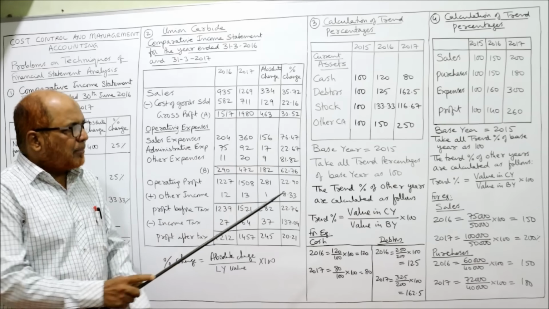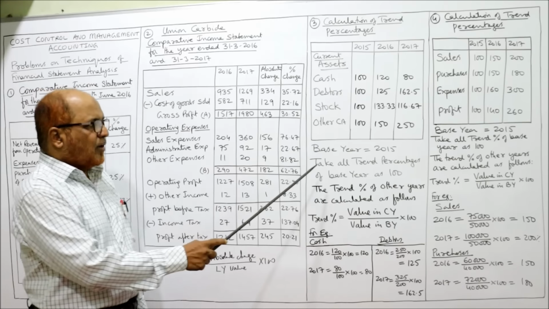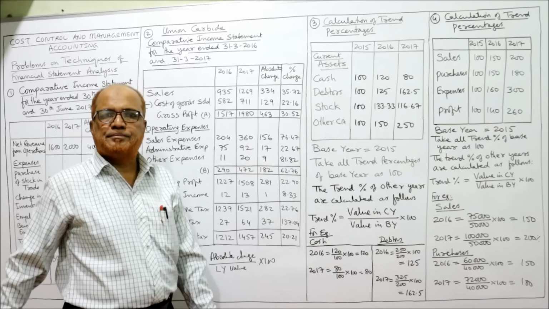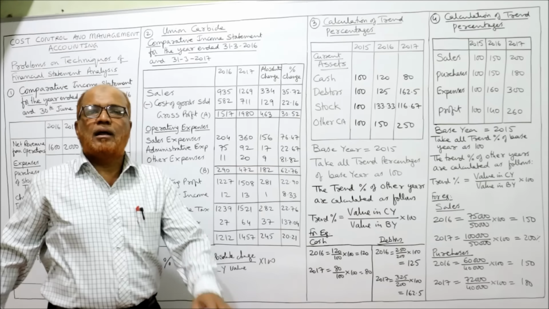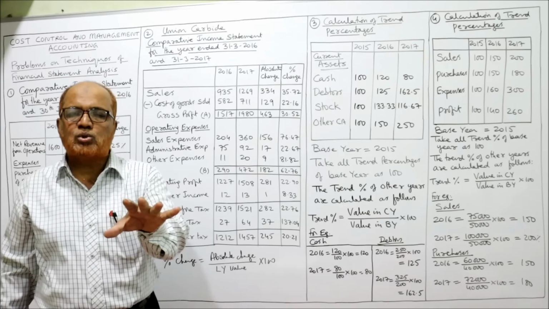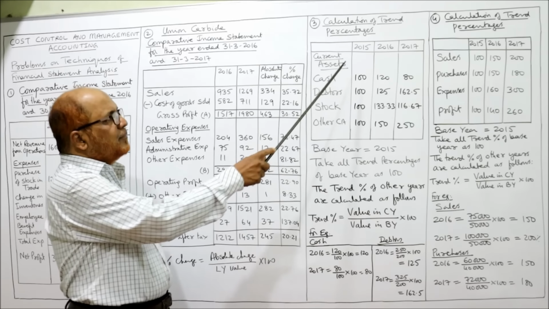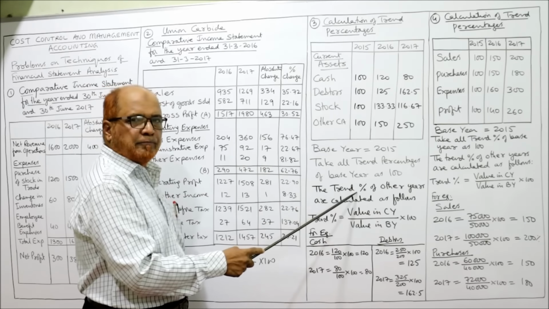Now remember one point. Base year is equal to 2015, given in the problem. For base year, take all trend percentages of base year as 100. Always, whenever we calculate trend percentages, the base year values will be taken as 100. So here, 2015 base year, all the values I have taken as 100. This is the first thing.